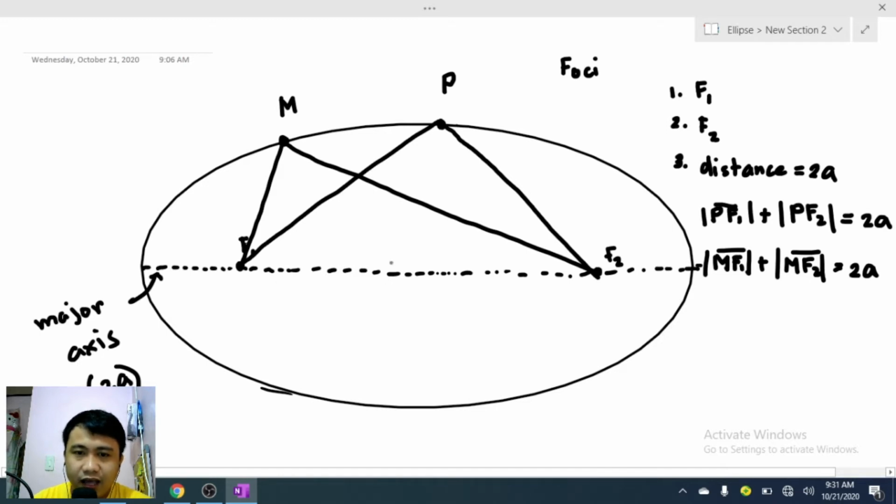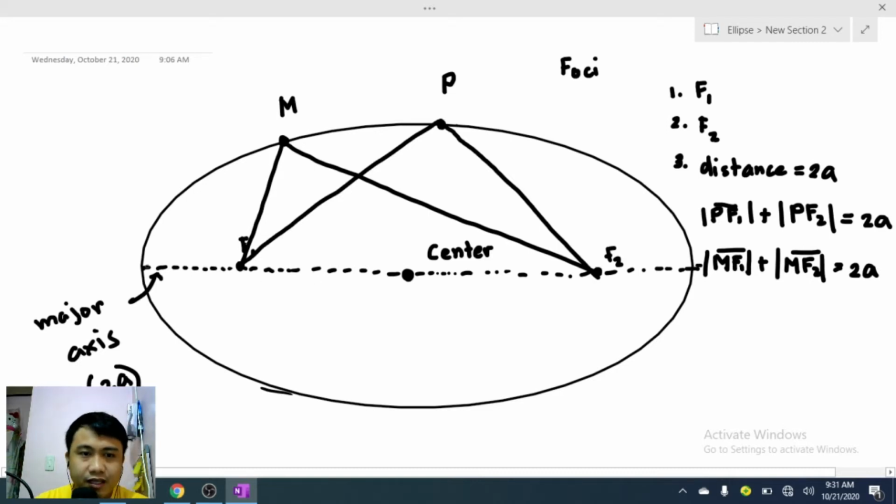At yung gitna ng ating mga foci, suppose ito yung gitna, ito yung tinatawag nating center. Kaya nga, ang sabi natin doon sa orientation ko last time about our subject pre-calculus, ang circle ay isang special case o type ng ellipse. Kasi nga, kapag ang focus nung dalawa ay mag-combine, isa lang ang kanilang focus, yun na yung center, magiging circle po yung ating ellipse. Okay, I hope nakuha nyo yan.